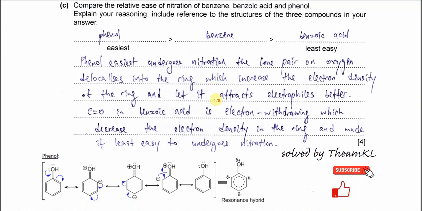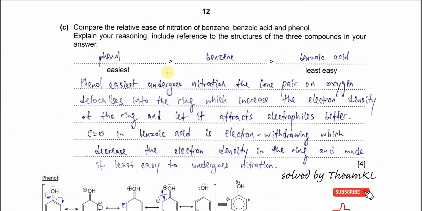This is the comparison between phenol, benzene and benzoic acid. Why? When they undergo nitration, phenol is much easier, benzene is moderate, and benzoic acid is harder. So first, based on the previous table, you need to figure out which one is easiest to undergo nitration, and which one is the most difficult to undergo nitration.